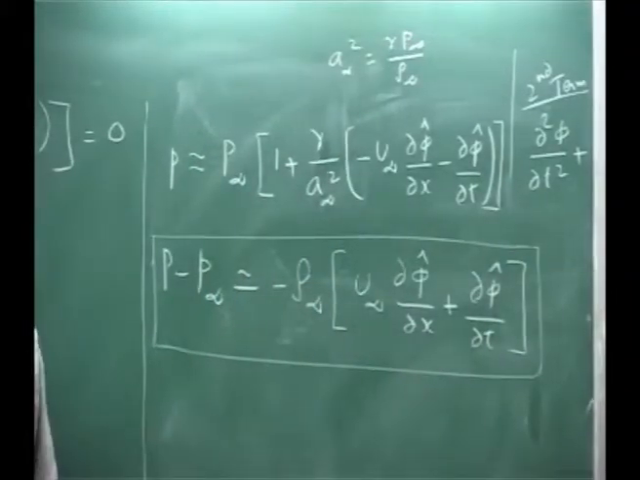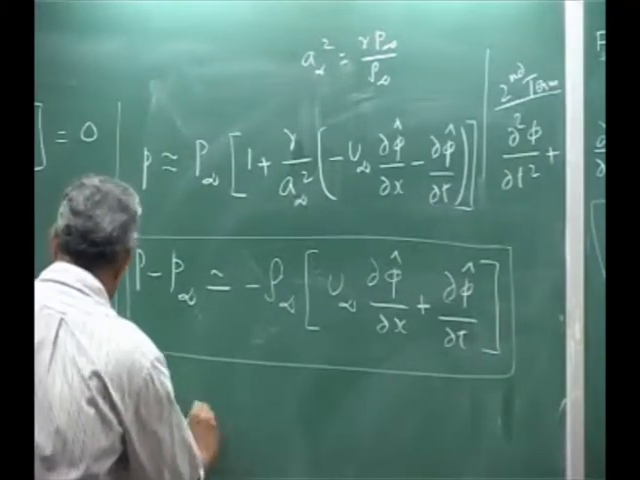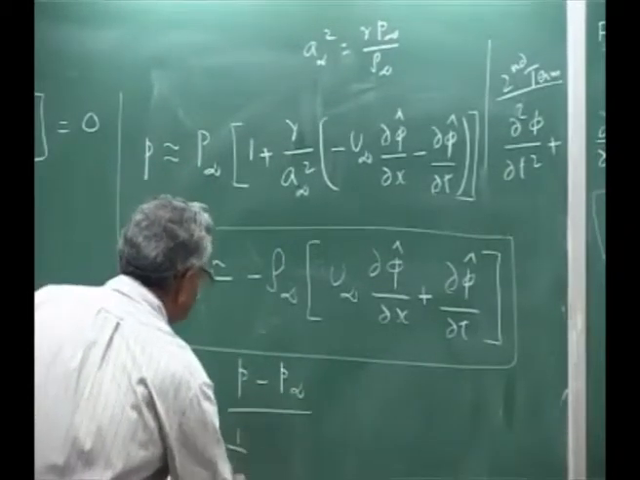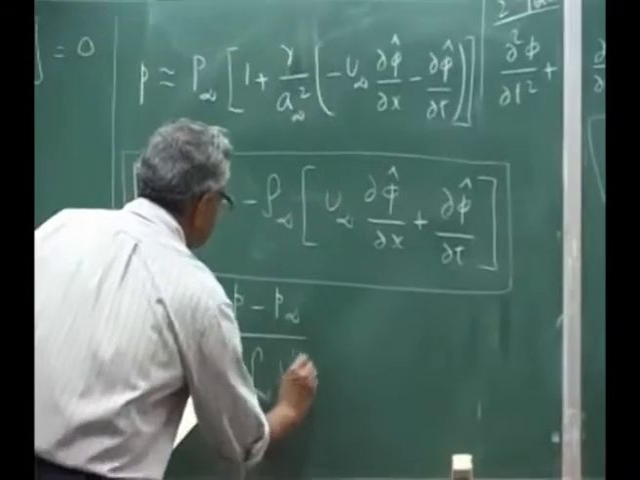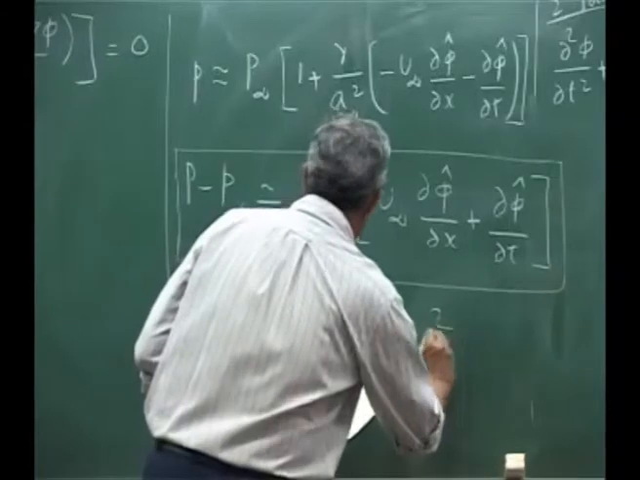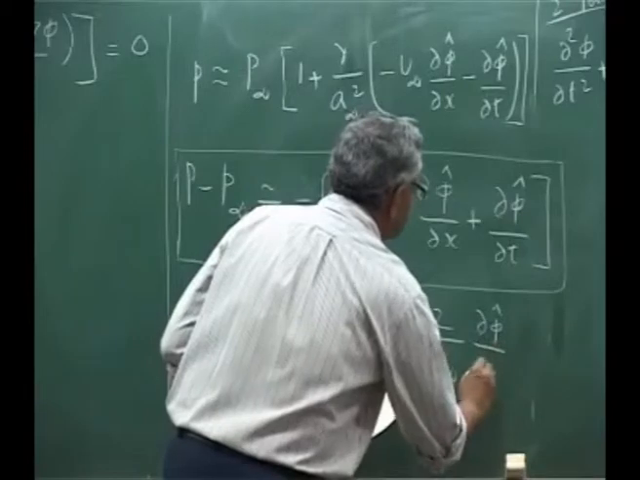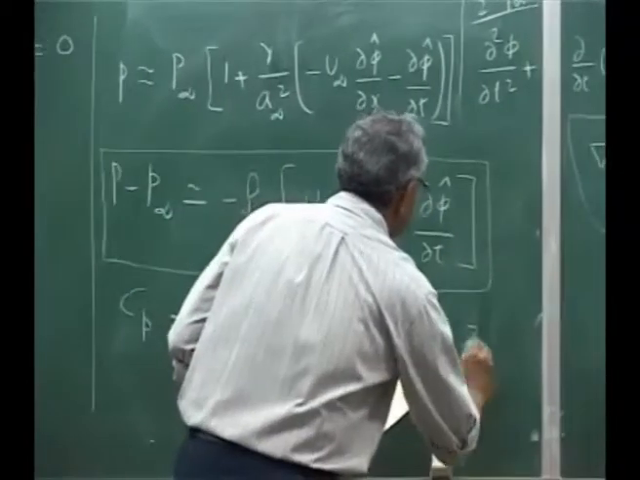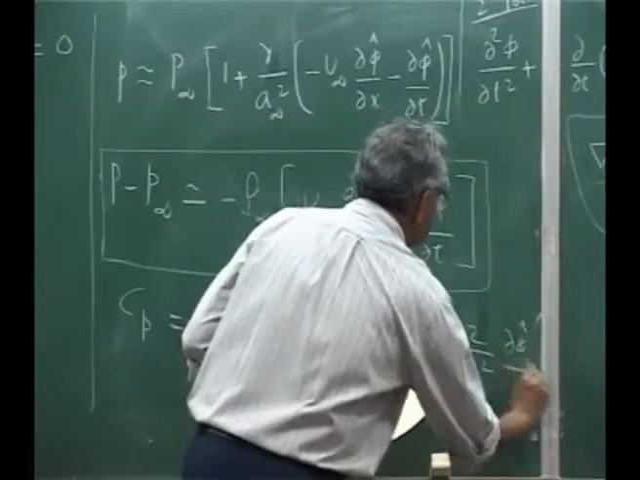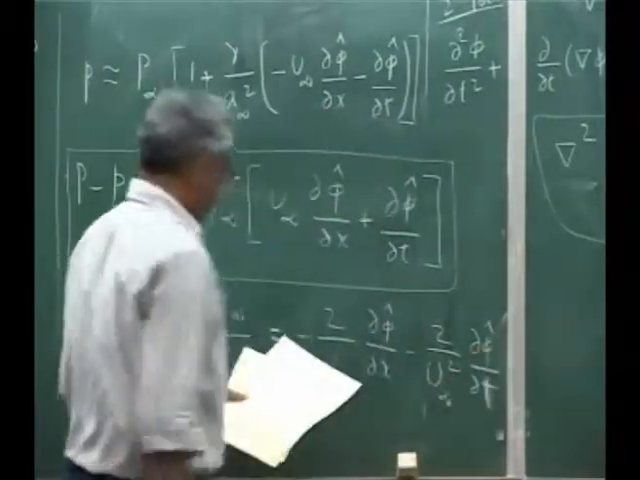I can get the pressure coefficient if you want. Cp is nothing but P minus P infinity over half rho infinity U infinity square. You divide by that. So you will get minus 2 over U infinity delta P hat over delta x minus 2 over U infinity square delta P hat over delta T. Sorry, delta T.